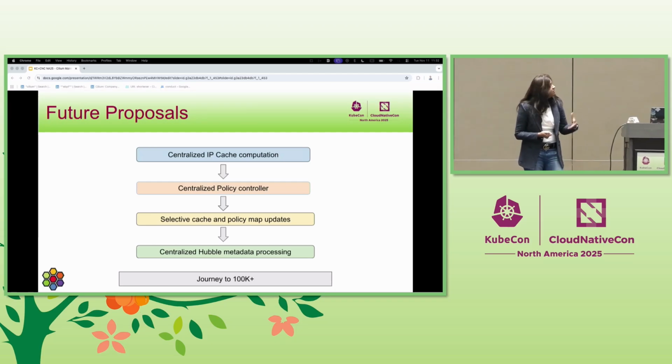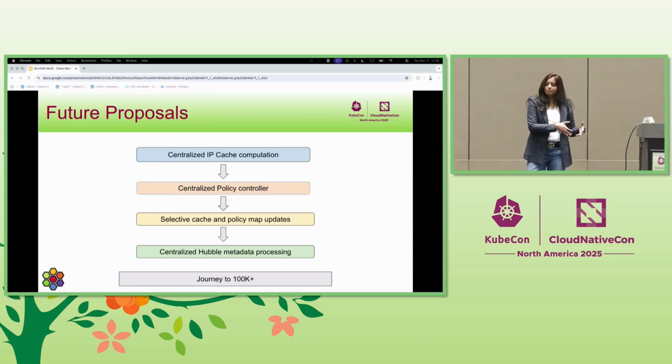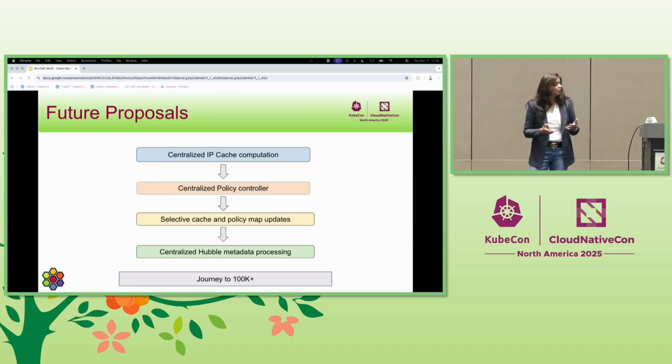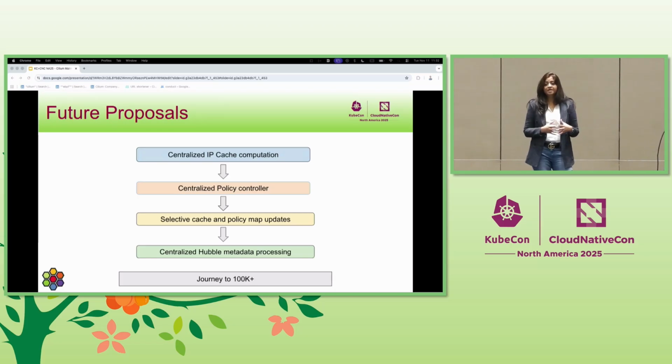So then we can also further enhance the scale. Every agent does not need to know the whole state. It only cares about the state of the pods which it is hosting, like the identities of the workloads that are running. So we can reduce these centralized updates by selective cache.